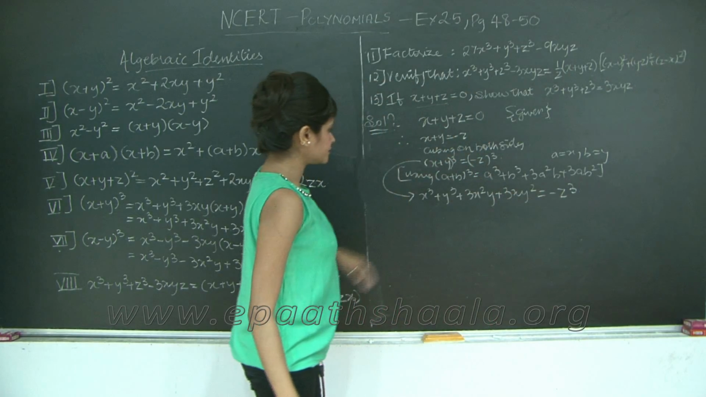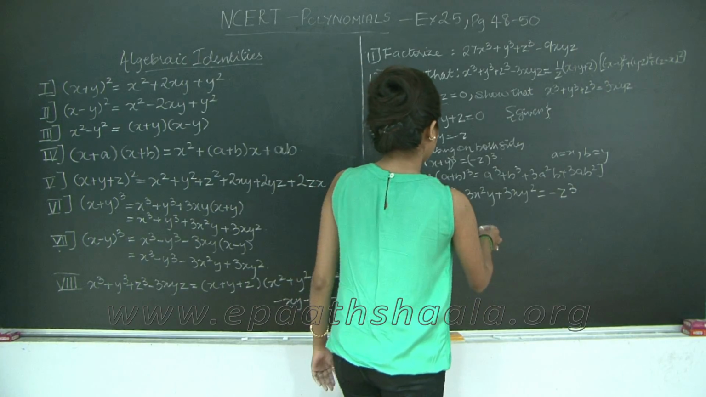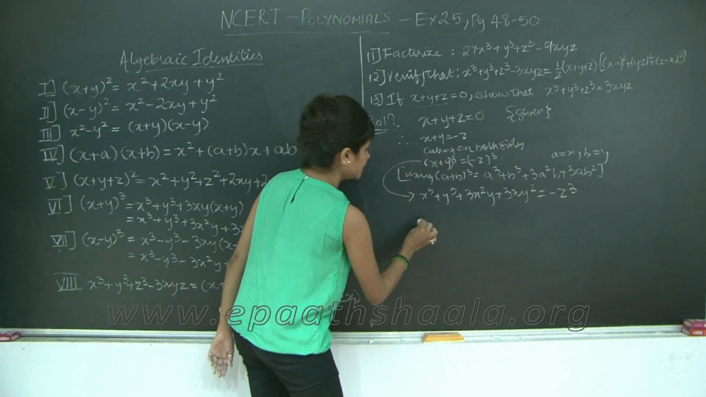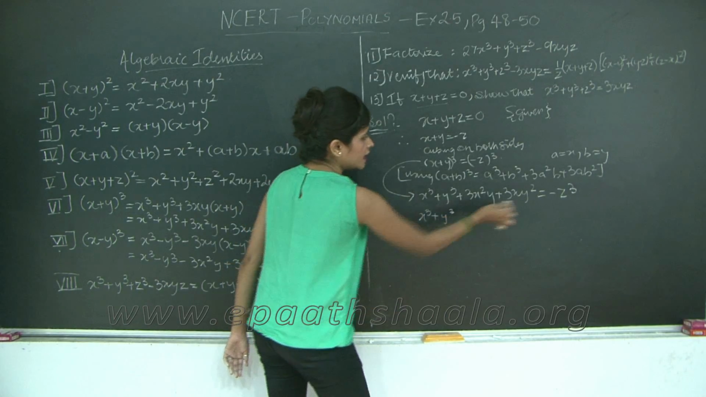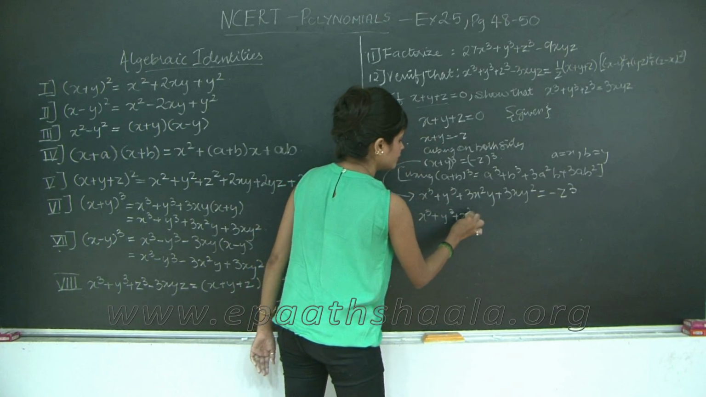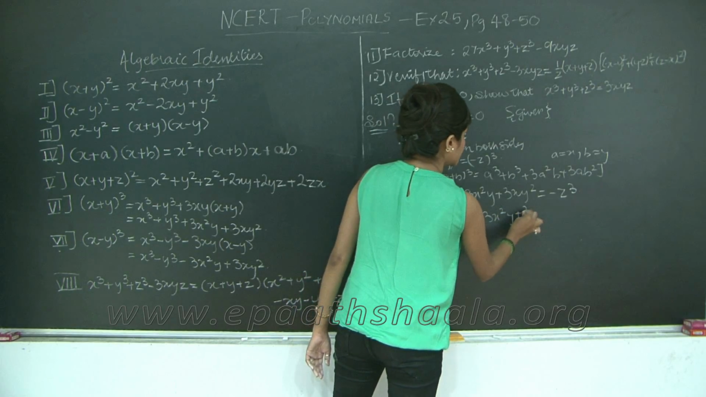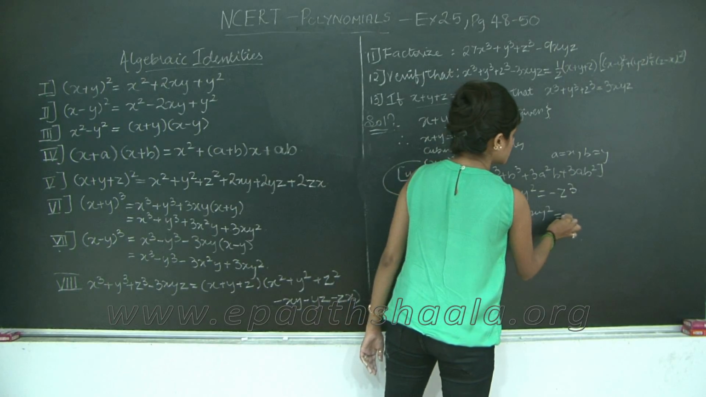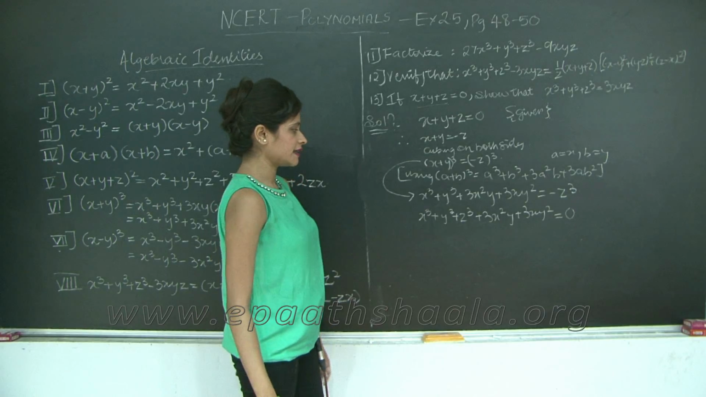So I'll take my z³ on this side, right? This becomes equal to x³ + y³. Now this is a negative over here, this becomes positive. So z³ + 3x²y + 3xy², right? And this becomes equal to 0 because I took it over here. So I'm left with 0 on my right hand side.